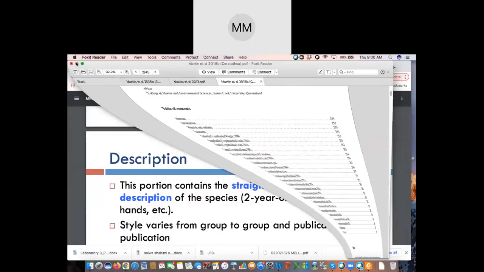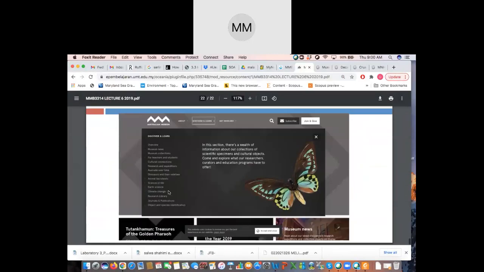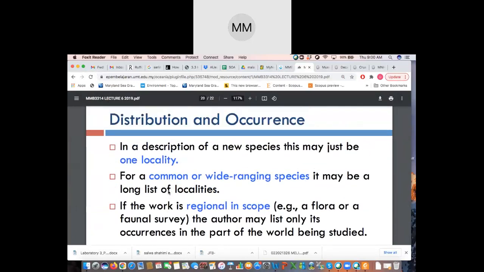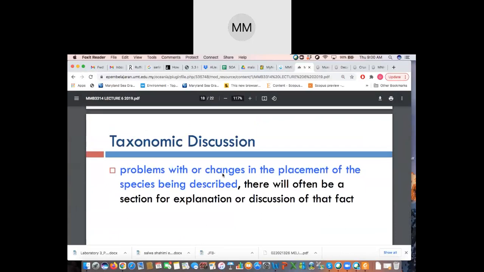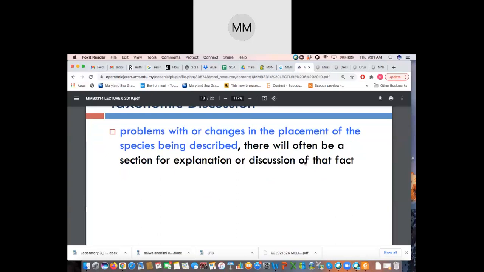However, there are some people that write a specific section on discussion. The discussion part talks about the changes in the placement of the species being described. Remember that I showed you an example of a synonymy list, where you have all the different authors changing it. As a reader you might want to know, why were these changes made? What happened? This is where you would tackle this problem. You will discuss why the authors changed it, etc. So there will be a section for explanation and discussion of the facts.